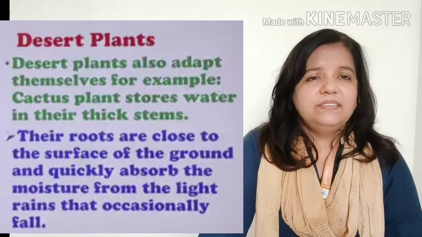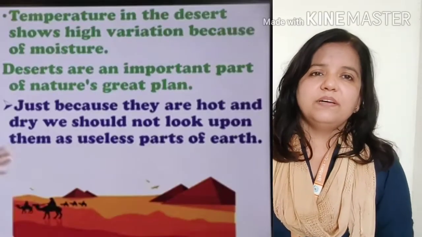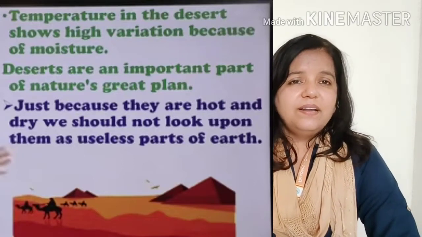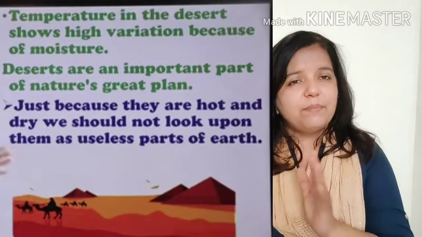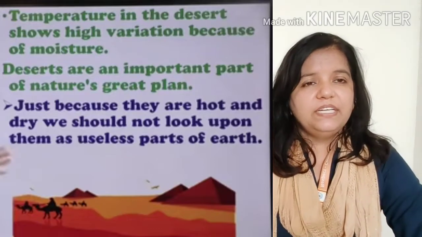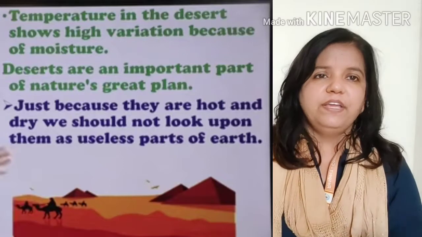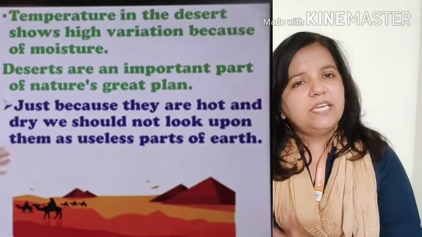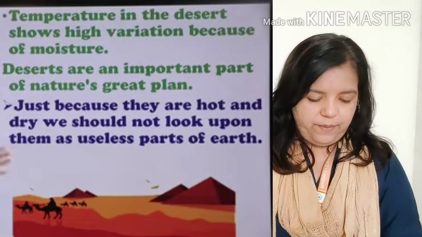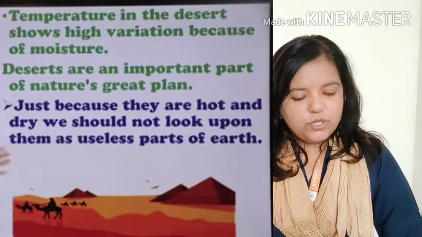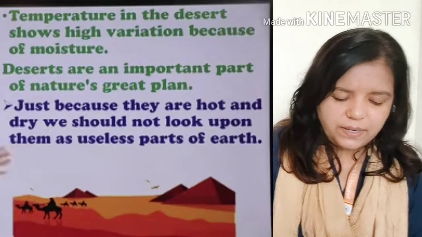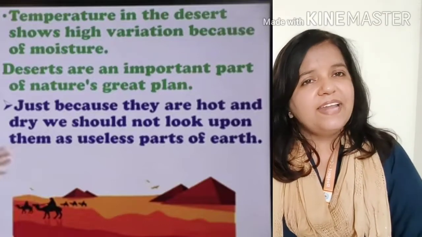Now these are the three things which we can find in the desert. Now, as you all know, the temperature of the desert is very hot. In daytime the temperature rises very high, and it keeps on fluctuating. Suddenly it comes down, suddenly it goes high. Temperature in the desert shows variation because of the moisture. Deserts are an important part of nature.